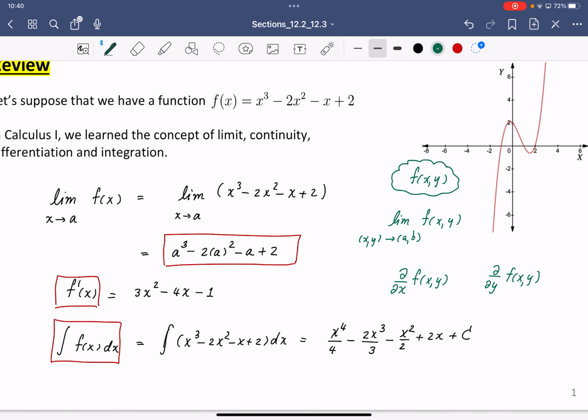Chapter 12 deals with how to find the limit and differentiation. In Chapter 13, you're going to learn how to do the integration in two dimensions. That's all the content you need for the final. So you need to learn how to differentiate and integrate in two dimensions.